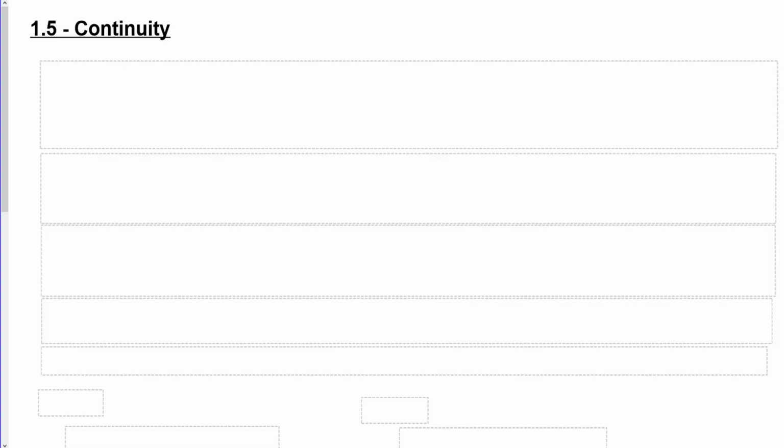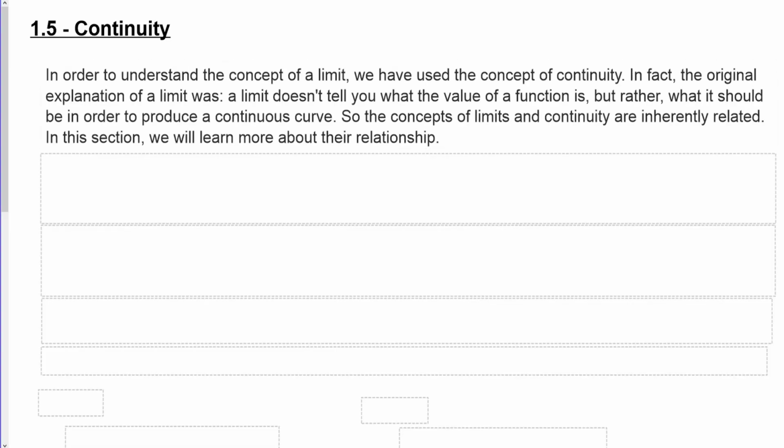This lesson will discuss continuity. In order to understand the concept of a limit, we have used the concept of continuity. In fact, the original explanation of a limit was, a limit doesn't tell you what the value of a function is, but rather what it should be in order to produce a continuous curve. So the concepts of limits and continuity are inherently related. In this section, we'll learn more about their relationship.